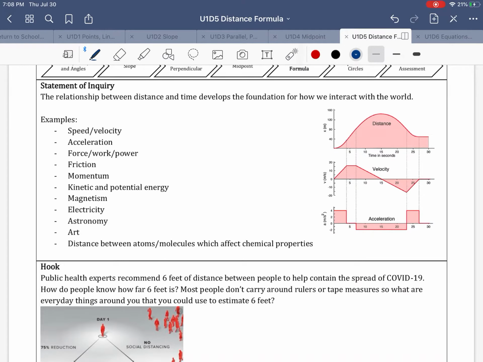The statement of inquiry today has to do with the relationship between distance and time and how it develops the foundations for how we interact with the world. There are a lot of ways in which distance and time helps us with specific scientific concepts progress in our society. So for example, when you're driving, right, you know what speed you're driving at, you know the velocity, right?